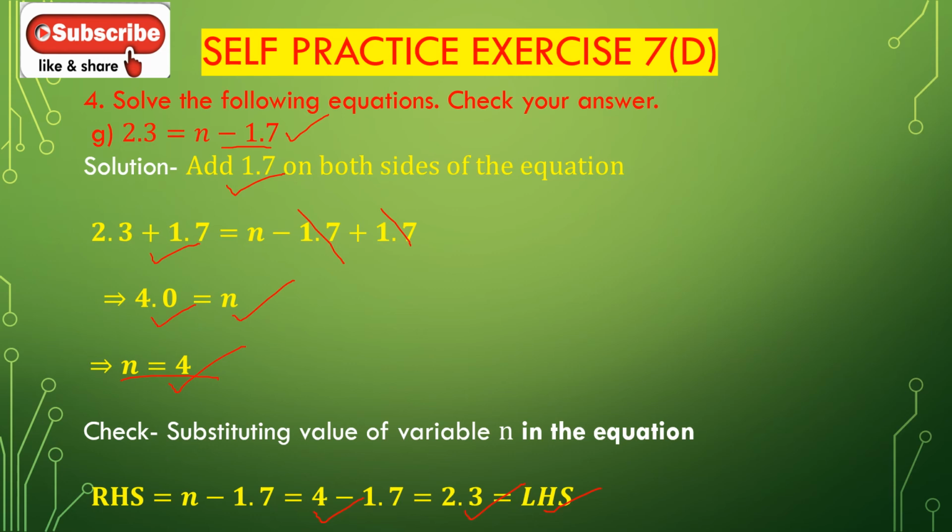Here it is given 2.3 equal to n minus 1.7. So we get n minus 1.7 equal to 2.3. So left hand side is equal to right hand side. So this equation is satisfied for the variable n equal to 4. We get the value for the variable n equal to 4. The solution of this equation is 4.